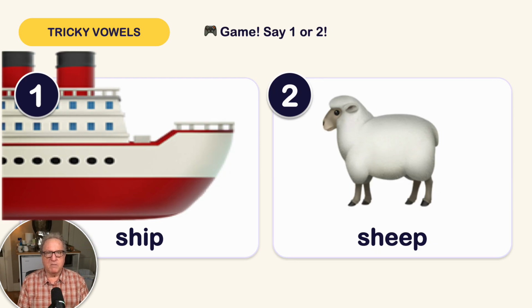Okay, game time. Let's do it. Number 1 is ship. Number 2 is sheep. You listen and tell me which is the correct picture. Here we go. Listen. Here's the word. Sheep. Say the number. Yeah, number 2 is sheep. Again, let's try a different word. Ship. What number? Number 1, ship. Very good. Nice work.